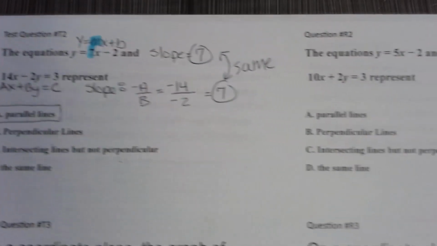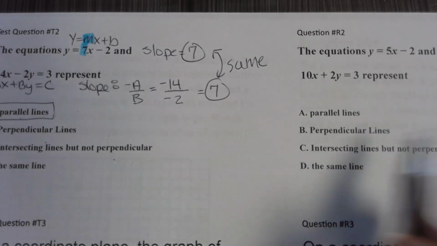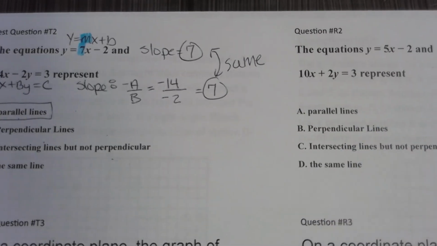And now you need to show the same work over here to determine what type of lines this pair represents.